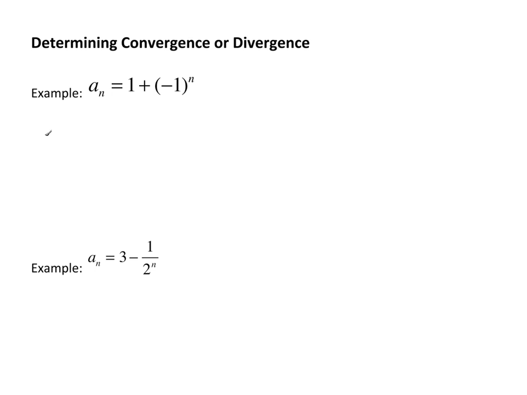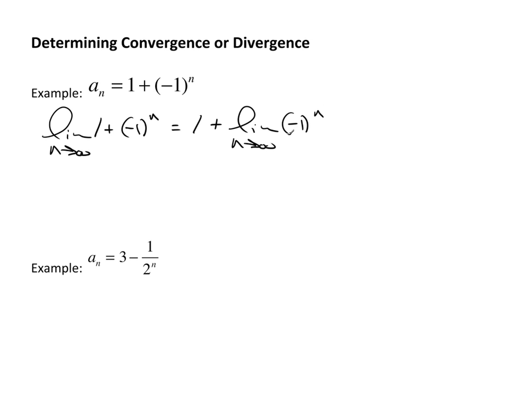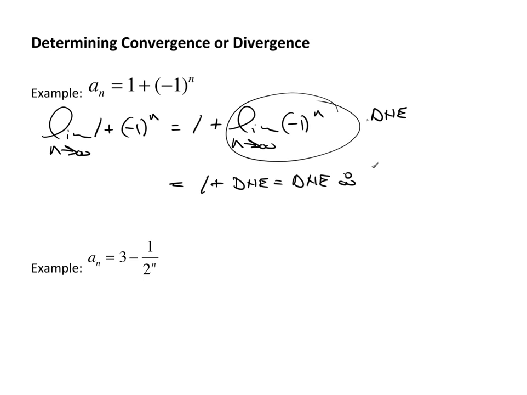So what I'm going to do is take a look at this limit here. I want the limit as n goes to infinity of 1 plus negative 1 to the n, which equals 1 plus the limit as n goes to infinity of negative 1 to the n. This is clearly divergent. This itself does not exist, because it's going to be bouncing back and forth between positive 1, negative 1, positive 1, negative 1. Therefore, what I have is 1 plus something that doesn't exist, which does not exist. Therefore, a_n is divergent.